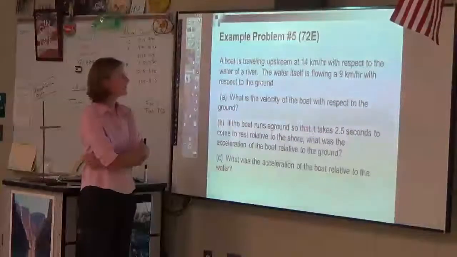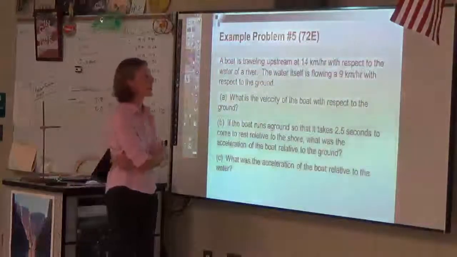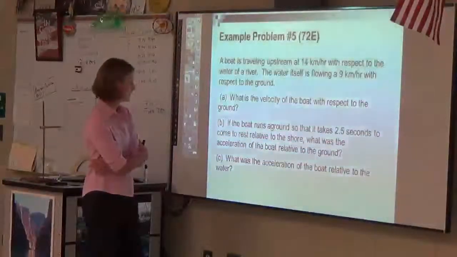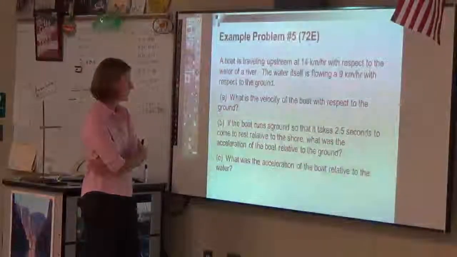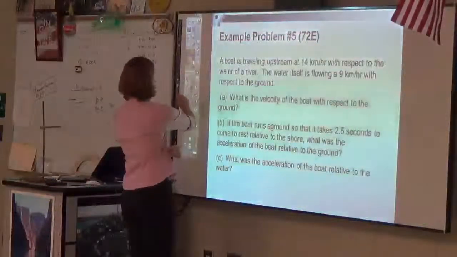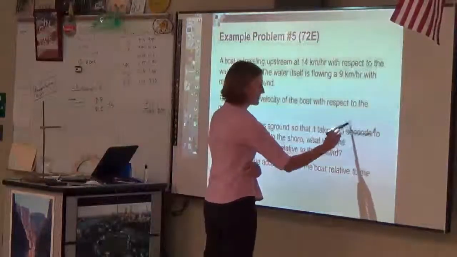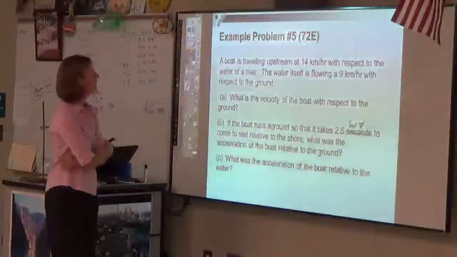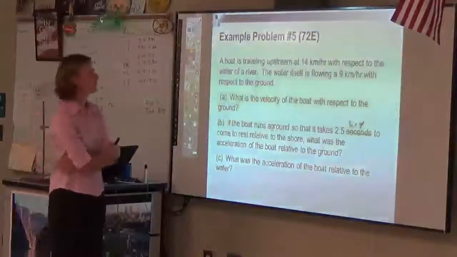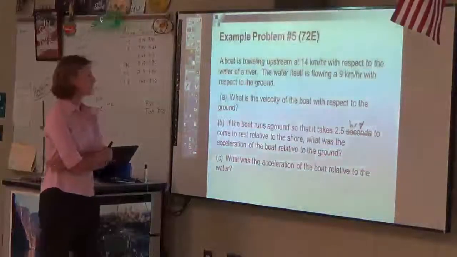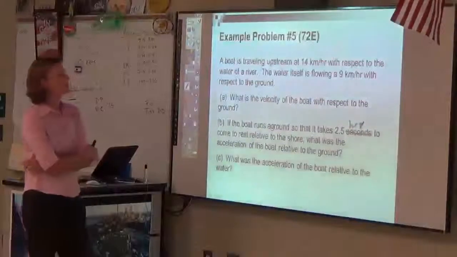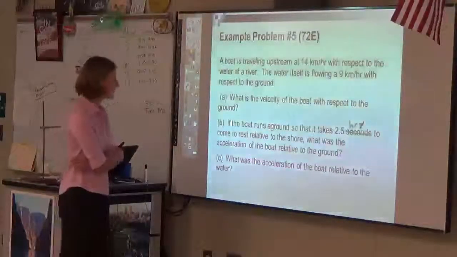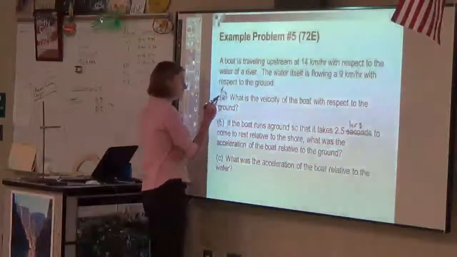Okay, so a boat is traveling upstream at 14 kilometers per hour. Let's just pretend that this says hour. I don't want to do any unit changes. But anyway. A boat is traveling upstream at 14 kilometers per hour with respect to the water of a river. The water itself is flowing at 9 kilometers per hour with respect to the ground. What's the velocity of the boat with respect to the ground?